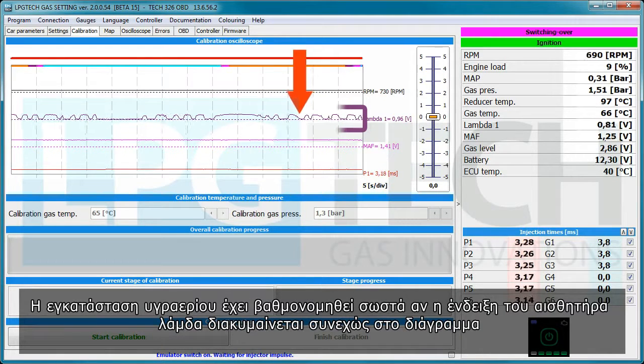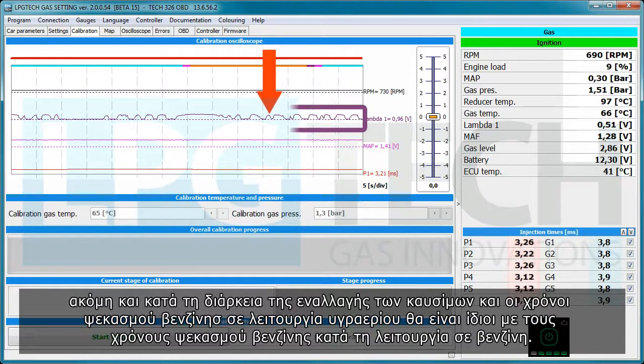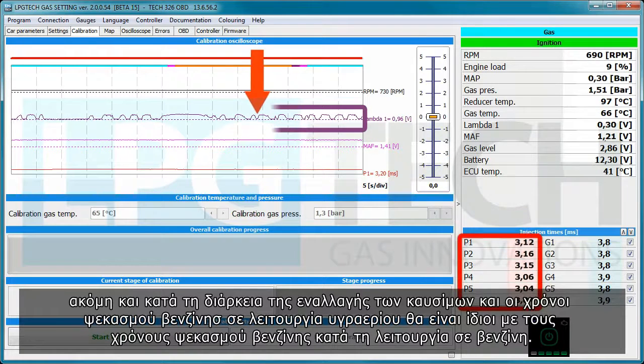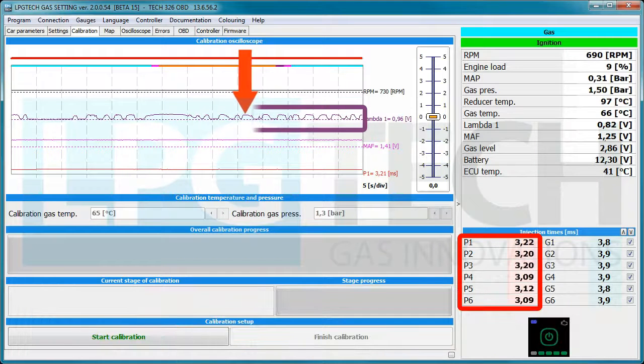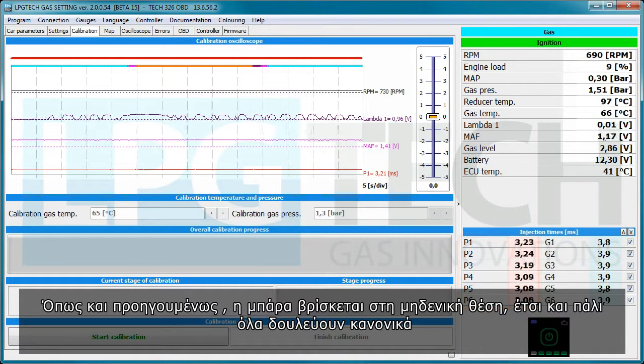An autogas installation is correctly calibrated if the indication of the oxygen sensor fluctuates continuously on the diagram even during switching over fuels, and times of petrol injection on gas will be the same as times of petrol injection on petrol. As before, the slider is located on 0 position, so again everything is working correctly.